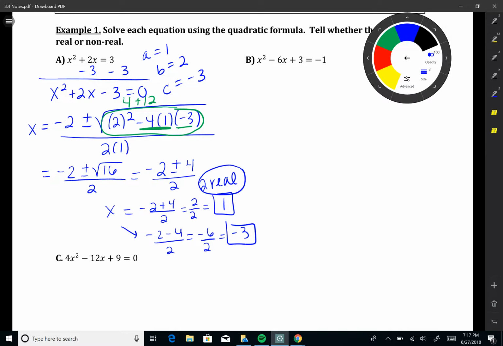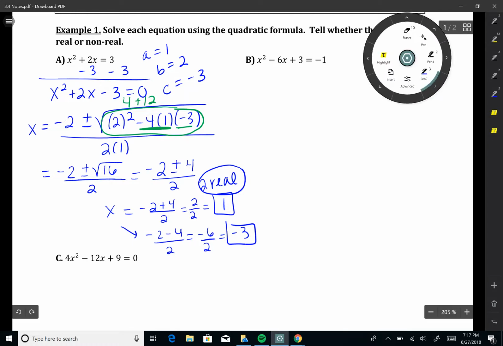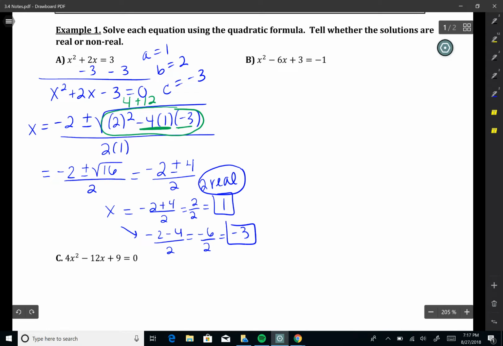Okay, looking at example B, I have x squared minus 6x plus 3 equals negative 1. Now this one is not set equal to 0 either. In order to set this one equal to 0, I'm going to add 1. And I can add that to my 3. So x squared minus 6x plus 4 equals 0. Identifying a, b, and c, a is 1, b is negative 6, and c is 4.